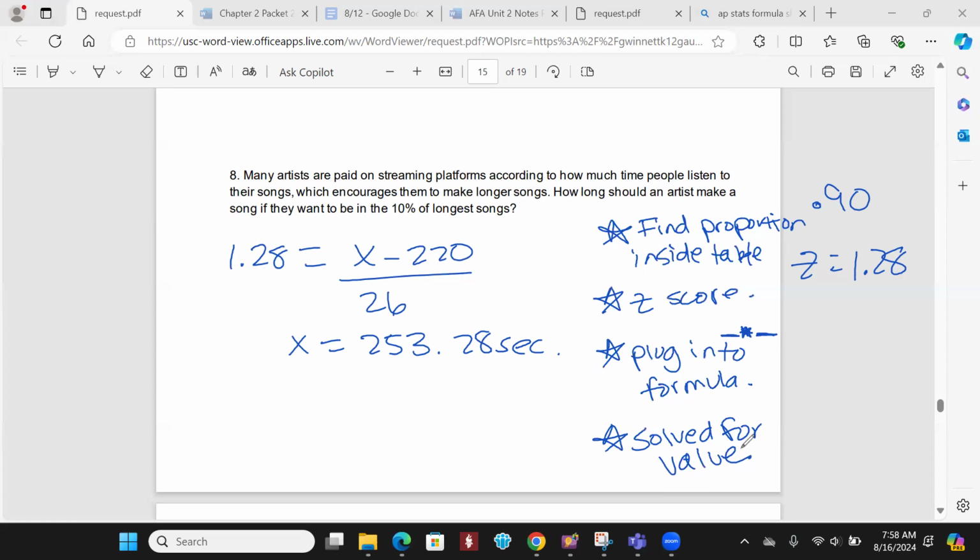All right, go ahead and flip the page. Go ahead and do the check your understanding. Very similar to what we just did. Go ahead and do the check your understanding on the next page.